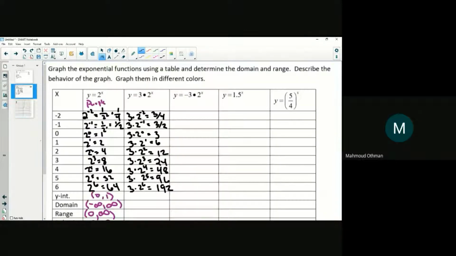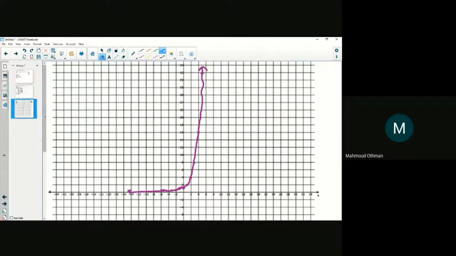I'm actually going to use the color blue for this graph. So then we start off with 3/4 for negative 2. 3/4 would be about here-ish.